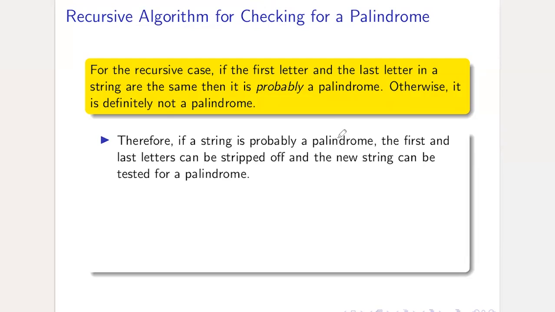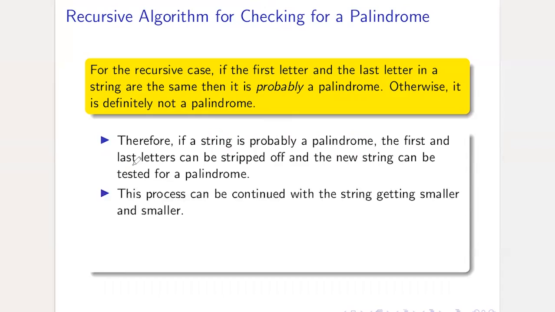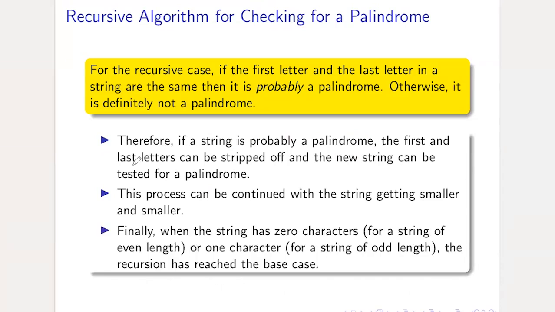Okay. So what we should do is, if the string we have is probably a palindrome, which means the first letter and the last letter are the same, then we strip them off, get the remaining string as the new string, and test it for a palindrome. This is going to give us an increasingly smaller and smaller string to check. And that would be in line with our approach to recursive problem solving.